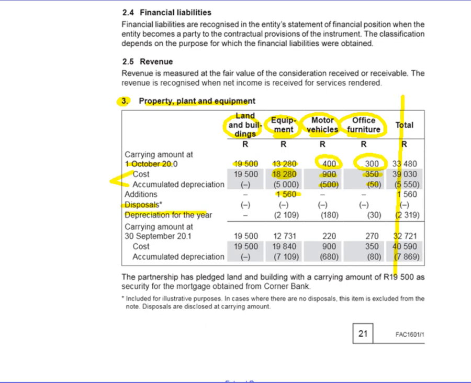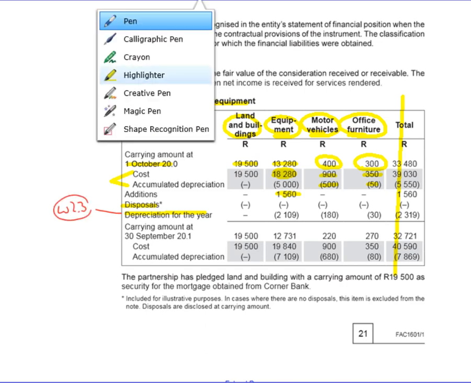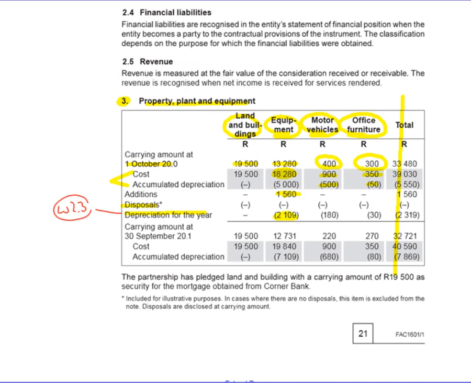And then depreciation we did in working 2.3. We did for each of them. You can go and look that up. Equipment, there was 2,190, motor vehicles 180, office furniture 30, and then you close it off with closing balances, which are made up of cost and accumulated depreciation. Just remember, the cost is going to be for equipment, 18,280 plus 1,560 gives me 19,840. Accumulated depreciation for equipment is going to be 5,000 plus the 2,190 gives me 7,109.